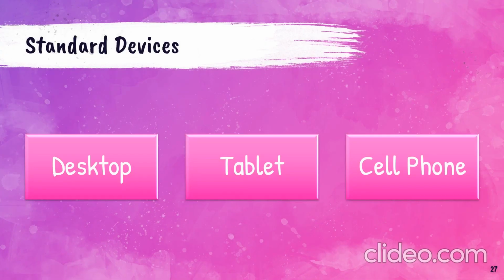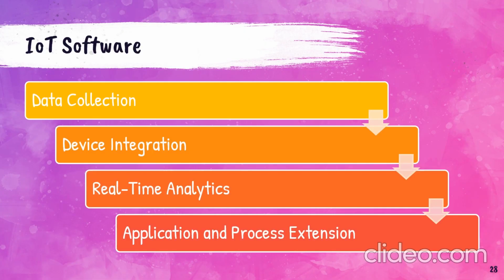Next one, the standard devices. As you all know, we have a desktop, we have a tablet, and cell phone. All these are the standard devices which can be used for IoT based technologies. So far, we have discussed the IoT hardware part.